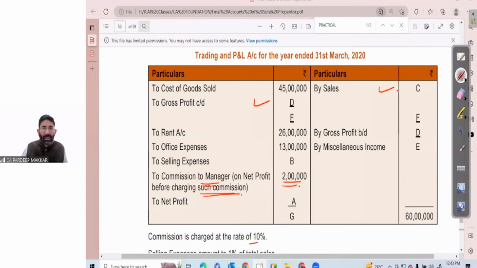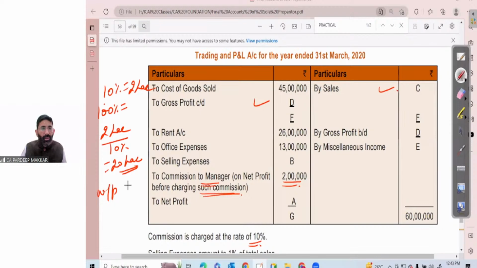So this is 10%. If 10% is 2 lakh, then how much will be 100%? So 100% is equal to 2 lakh divided by 10%, that is 20 lakh. So we are able to calculate the NP before commission, that is 20 lakh. That means NP after commission is 20 lakh minus 2 lakh, that is 18 lakh. So this will result into 18 lakhs.